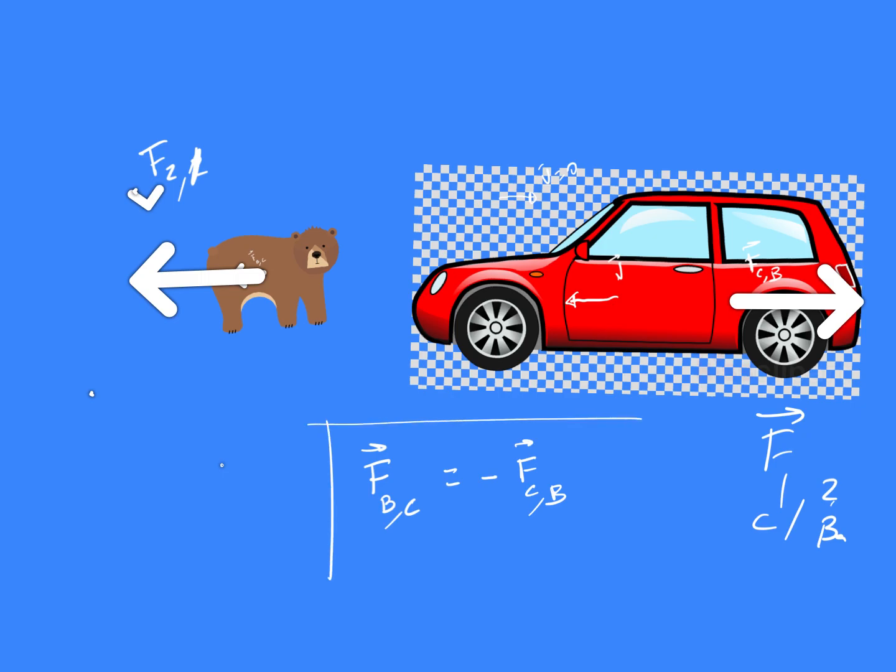So F acting on the bear due to the car is always equal in magnitude and different in direction. This is the minus sign, different direction, as the force acting on the car due to the bear. So this is the idea that is in Newton's law. You must trust Newton's law. We test Newton's law in many experiments, and this is the idea.